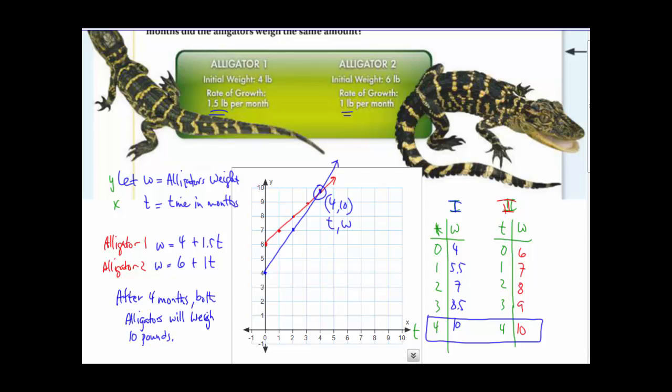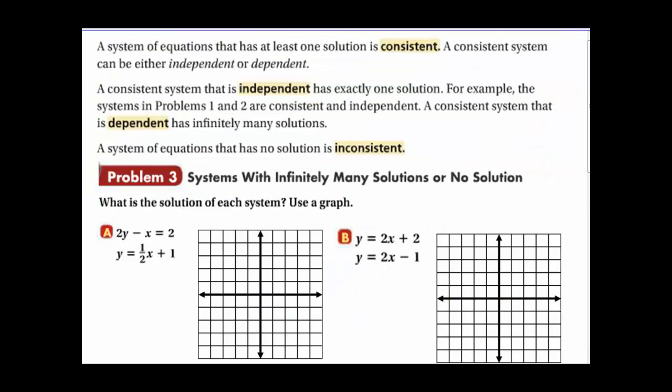Next page. A system of equations that has at least one solution is consistent. A consistent system can either be independent or dependent. Again, what we're saying is, if I have this graph and we have 2 lines, so let's say one was this way and one was this way, we have an intersection there. If we have that one solution, we say that's consistent. If a system has no solutions, we say it's inconsistent.